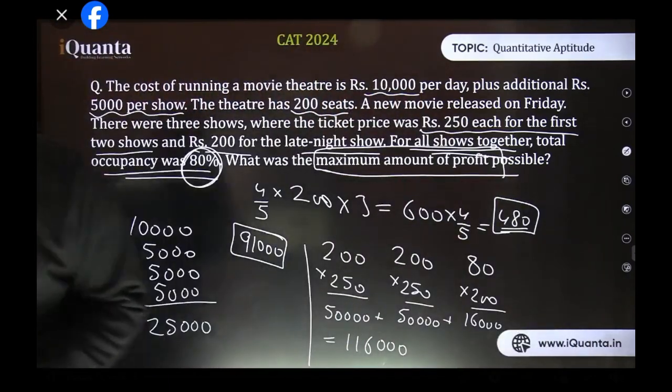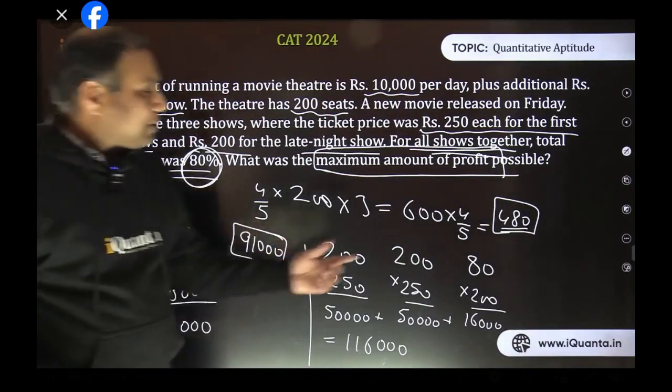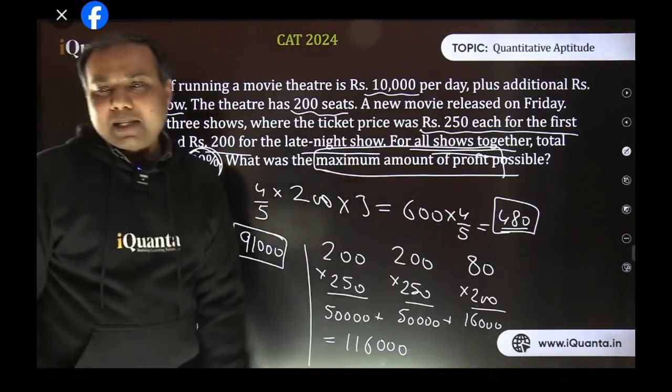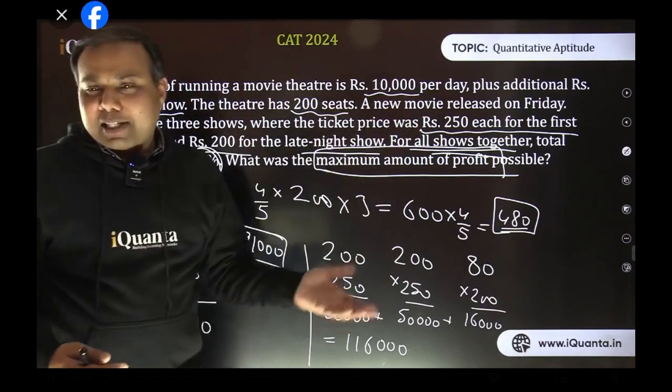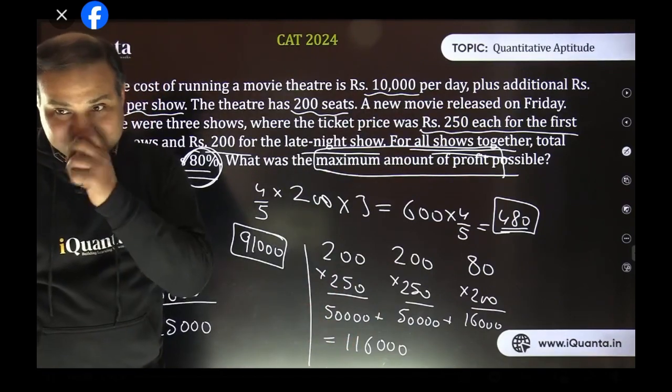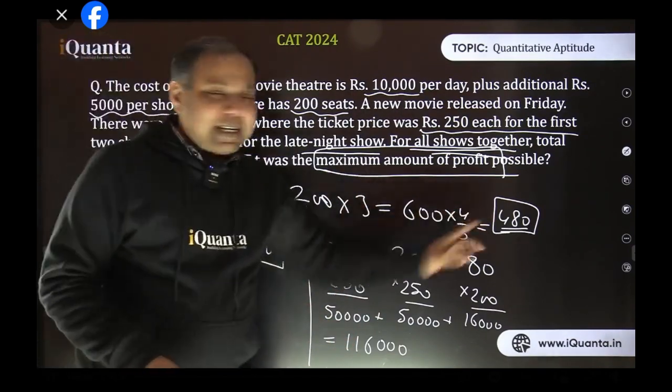Sahil says, why houseful is considered? I asked you, what should be the distribution of these 480 seats among the 3 shows to maximize the amount of profit? So profit ज़्यादा कब होगा? जब ज़्यादा रुपए वाली ज़्यादा tickets sale हो, obviously, isn't it? I repeat, total 480 tickets have been sold, right?